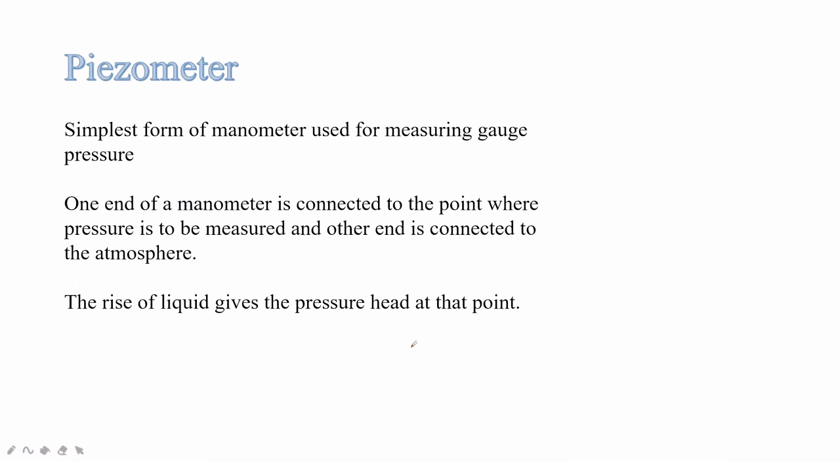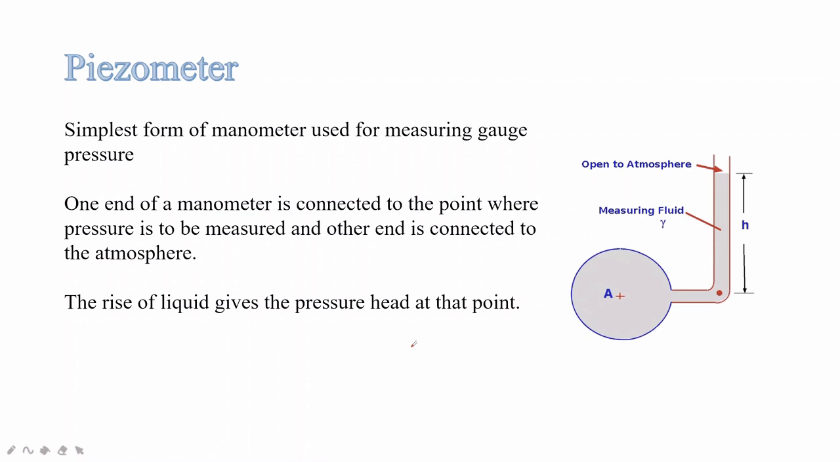It is the simplest form of manometer used for measuring the gauge pressure. One end of the manometer is connected to the point. See here, this is the system where we need to find the pressure. This point A, at the centroid, is the point where the pressure is to be measured.